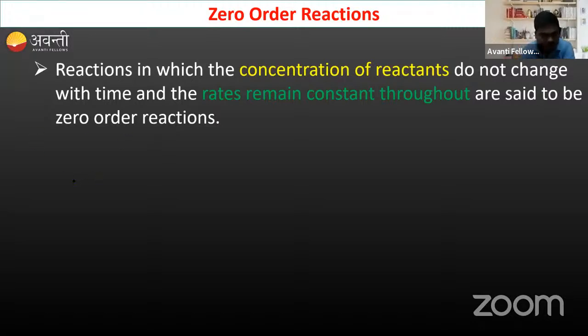We know that for the zero order, the rate is equal to k times the concentration raised to the power 0. So here rate is equal to k only. What is rate? Rate is equal to -dR/dt, and this is nothing but k. So this is dR equals minus k dt. Integrate both sides.